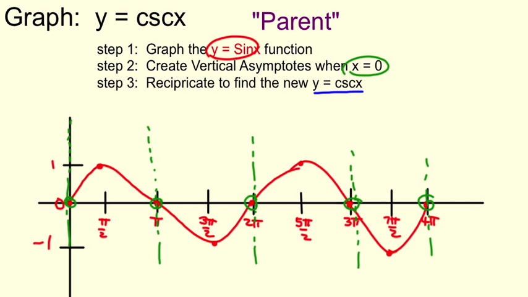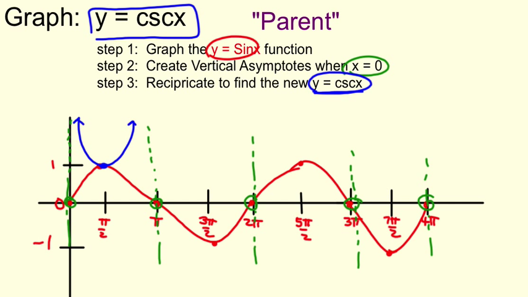And now we're able to create our y equals the cosecant of x. In between those asymptotes are these little hills. Here's the top of the hill. I'm going to go the opposite direction, and I'm going to create these, what I call parabolas. That first blue piece there is our cosecant function.